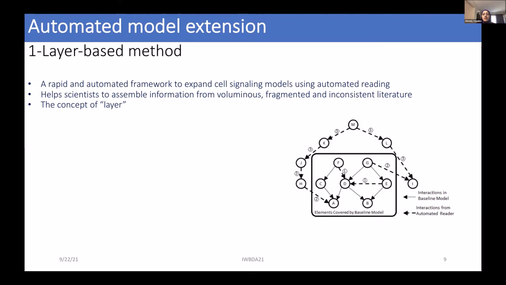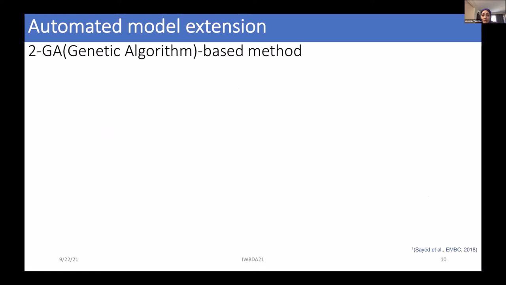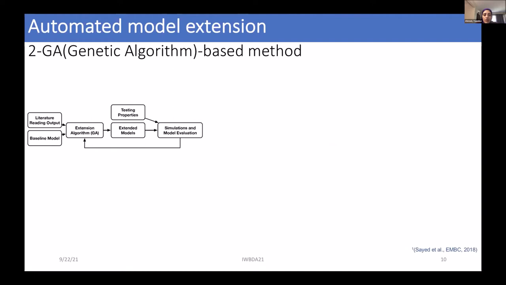And then they define some configurations based on which they assemble the new information, and they see which ones satisfy a predefined set of properties that will tell us whether the system behavior is recapitulated or not. The second method is a genetic algorithm-based method. And here is the framework showing how the authors are assembling the new models.